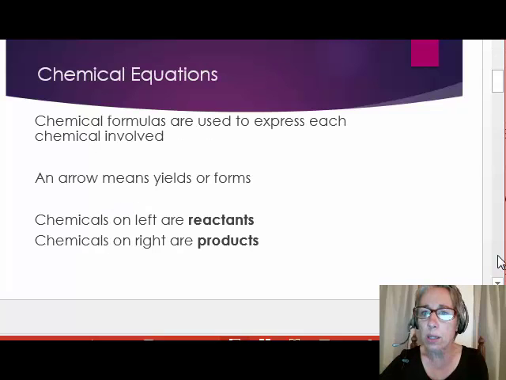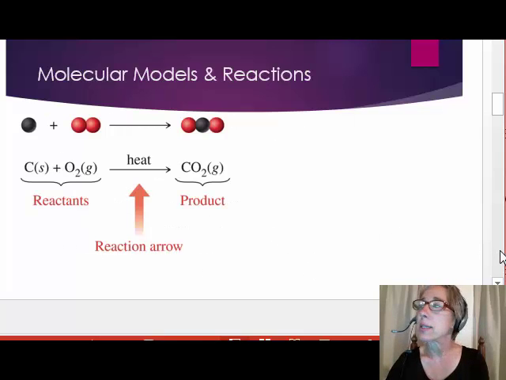A useful way to discuss chemical reactions is a chemical equation. In a chemical equation, chemicals are expressed as their chemical formulas. Often their state is indicated with an S, L, or G in parentheses. An arrow indicates the change, whether before or after, and the chemicals on the left of the arrow are known as reactants, since they react, and the chemicals on the right of the arrow are known as products, since they are produced. Here is an example of a chemical equation supplemented by a color-coded molecular model above it.